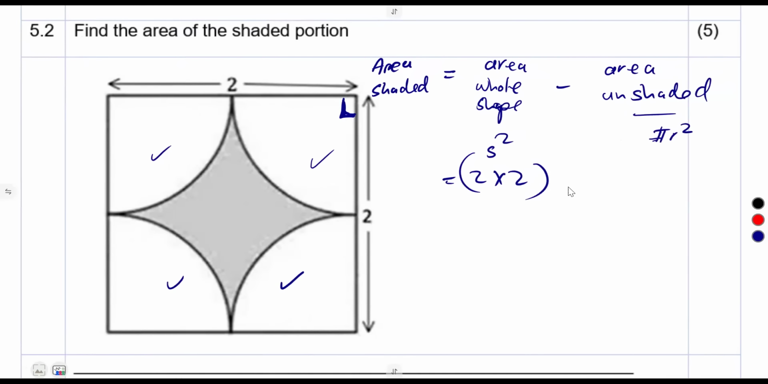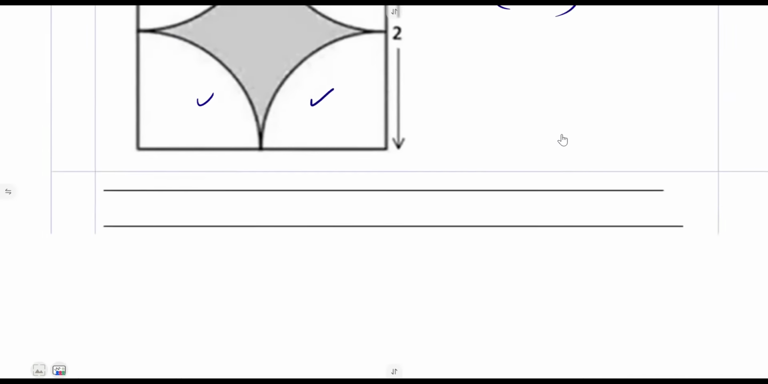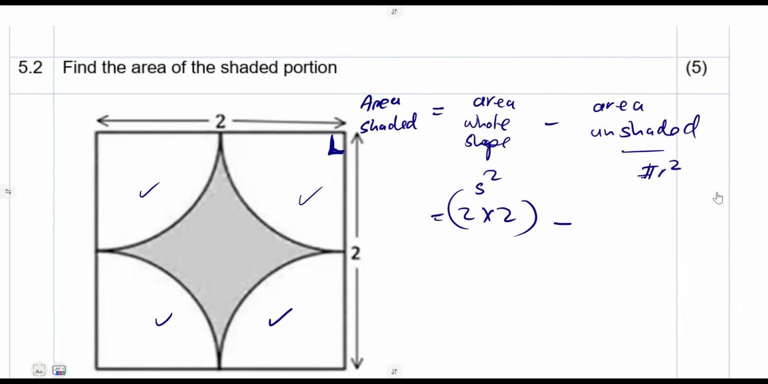Pi r squared. We are not told the value of pi to use, so we simply use 22 over 7 or the pi on our calculator. So that's pi r squared. Our r there is the radius. From one corner to this part, it's half of the side. So half of 2 is 1, so that is 1 squared. So 2 times 2 gives us 4, minus 1 times pi. 1 squared is 1, times pi is pi.